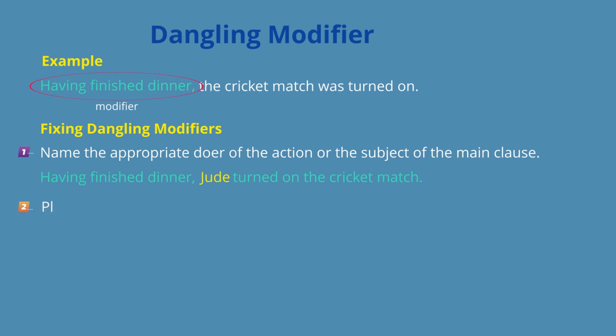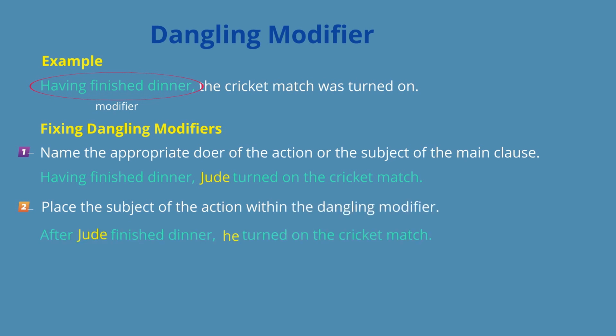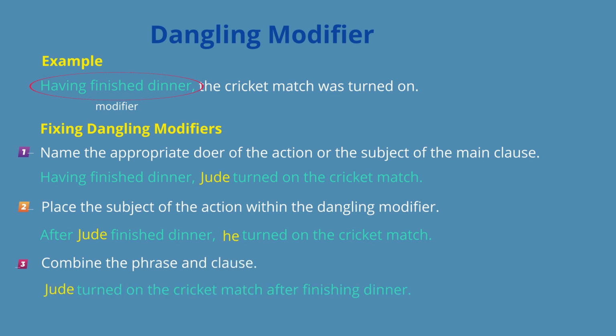2. Place the subject of the action within the dangling modifier. For example, after Jude finished dinner, he turned on the cricket match. And 3. Combine the phrase and the clause. For example, Jude turned on the cricket match after finishing dinner.